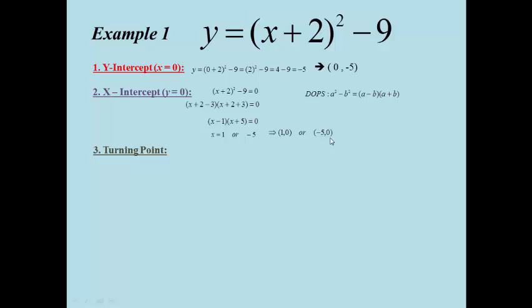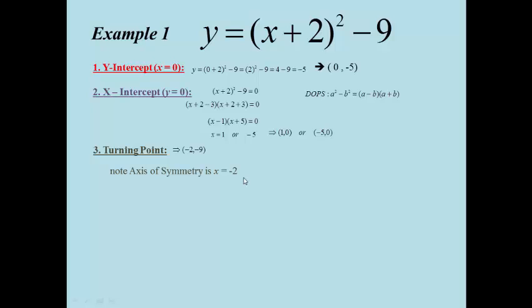Next thing is to find the turning point. The graph's in the turning point form. Our technique here is to look at the rule and say, okay, we do the opposite of what's in the bracket, so it'd be minus 2 and minus 9 for our turning point. We didn't need to find the axis of symmetry to find the turning point, but the axis of symmetry is x equals negative 2, because that's the x value of the turning point. Remember, the axis of symmetry is an equation, so we need to write it as x equals negative 2.